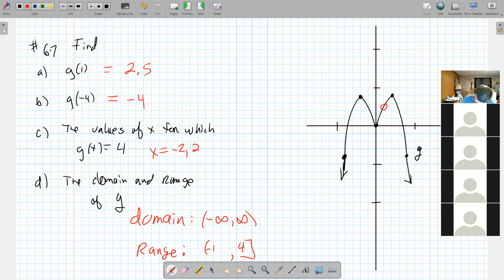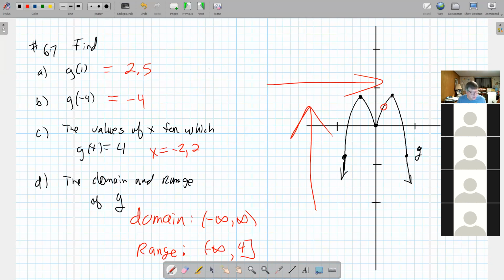Negative infinity. Correct. So your domain goes from smallest to largest. Your range goes from smallest to largest. So domain goes across in this direction, range goes up in that direction. You start with a negative and go to the positive. Okay.